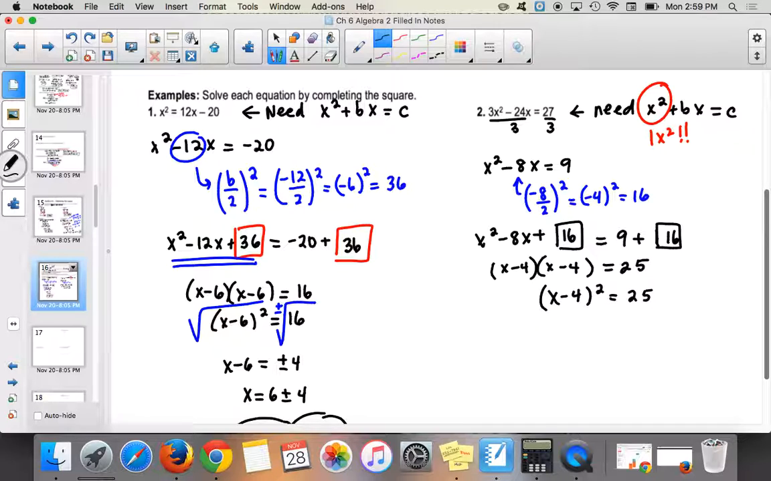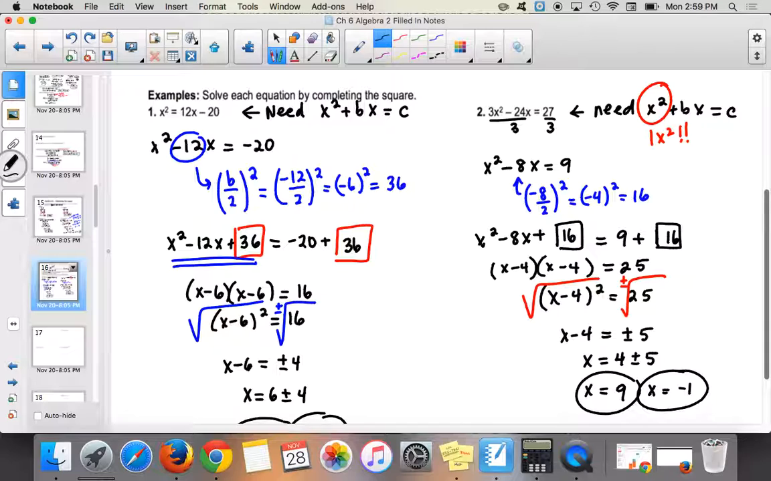Now that's in the form that I like. So when I'm finishing this out, I'm going to take the square root of both sides. You with me, Manish? Square root of both sides, plus or minus. So I get x minus 4 equals plus or minus 5. I'm going to add that 4 over, so I get x equals 4 plus or minus 5. So I get 2 answers. 4 plus 5 is 9. 4 minus 5 is negative 1.